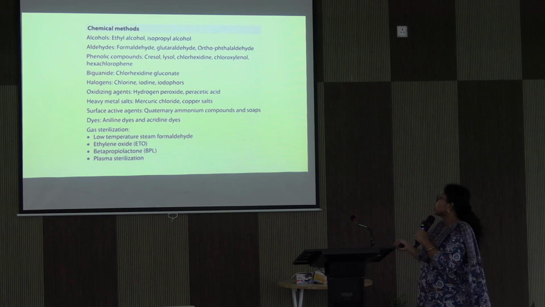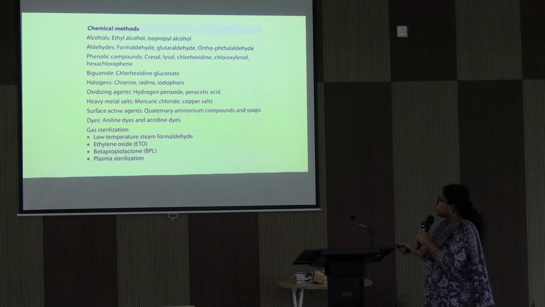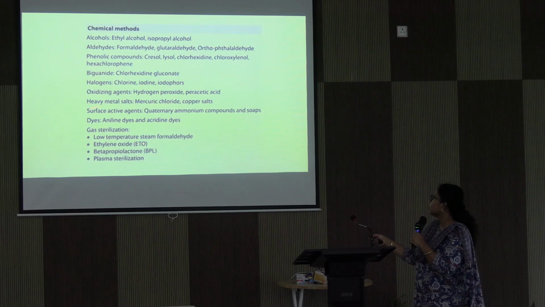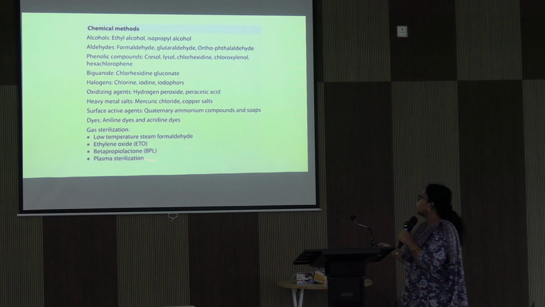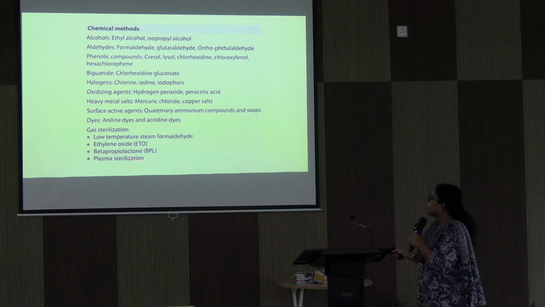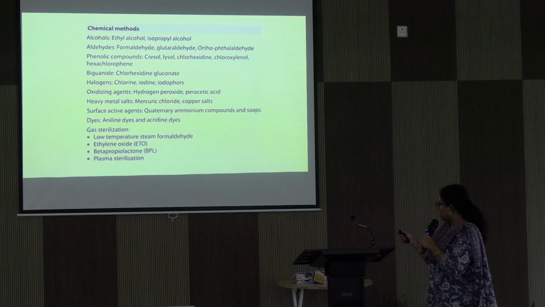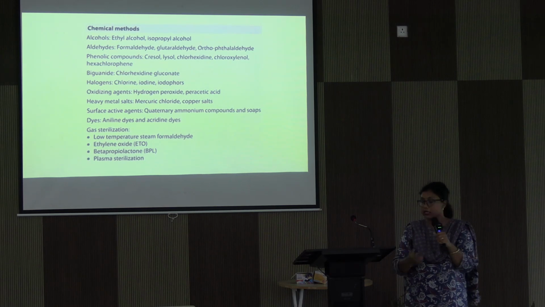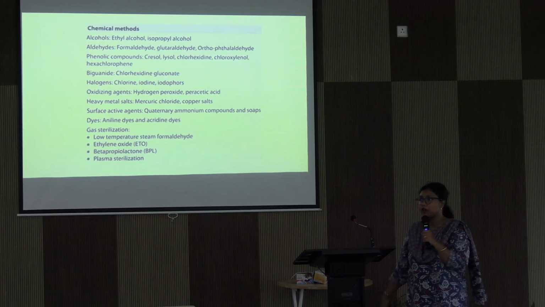Chemical methods: alcohol, aldehyde, phenolic compounds, biguanides, halogens, oxidizing agents, very important, hydrogen peroxide in plasma sterilization. Then heavy metals like mercuric and copper salts. Surface active agents like quaternary ammonium compounds and soaps. Aniline dyes and gas sterilization, again very important: low temperature steam formaldehyde, ethylene oxide, very important for machines like the heart-lung machine. Then beta propiolactone and plasma sterilization, where we use the gaseous form and ions, activating them with electric current.